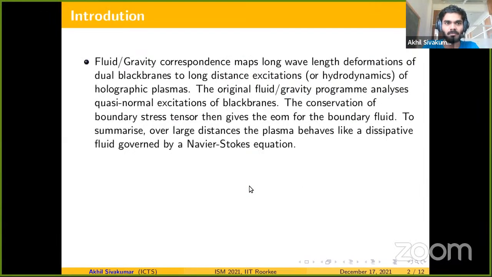So let me start by motivating the problem. We know the fluid-gravity correspondence maps long wavelength deformations of dual black branes to long distance excitations, or hydrodynamics, of holographic plasmas. The original fluid-gravity program analyzes Gaussian normal excitations of black branes. They find there are long-lived Gaussian normal excitations, and then you rewrite the boundary stress tensor in a fluid-appropriate way, and the conservation of the boundary stress tensor then gives the equation of motion for the boundary fluid. To summarize, over large distances, the plasma behaves like a dissipative fluid governed by a Navier-Stokes equation.